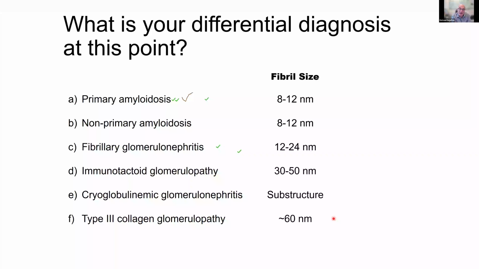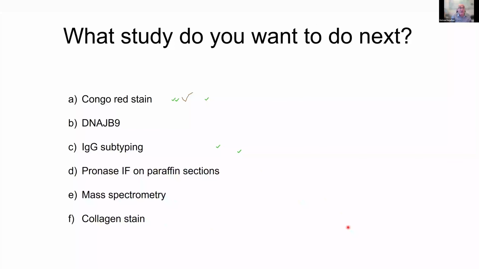For fibrillary, it's a little bit on the thicker side, so 12 to 24. But actually, in our hand here, I will show you that the range of fibrillary glomerulonephritis fibers is actually wider, and they can be thinner than this. Immunotactoid is 30 to 50 nanometer, cryo can have substructure, and type 3 collagen is 60 nanometer.